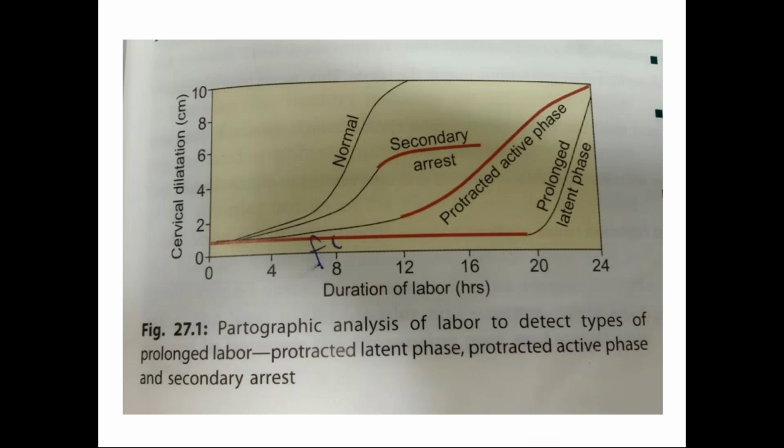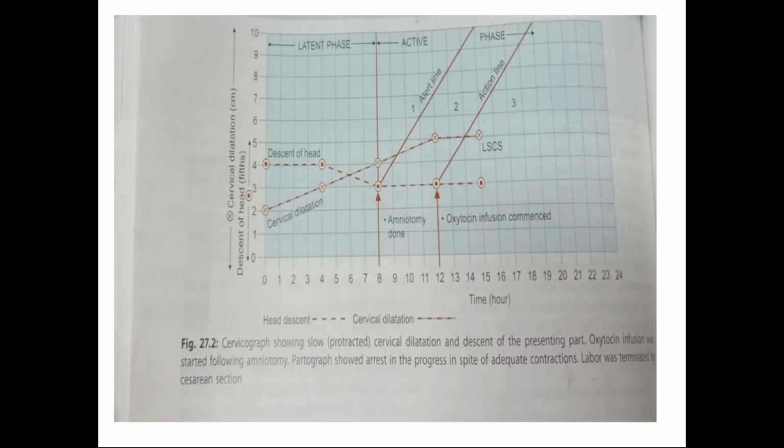This is the partograph which is plotted. There are different types of curves in prolonged labor; normal labor is the sigmoid curve and the others are prolonged labors. This is the WHO graph which contains both the alert line and the action line.